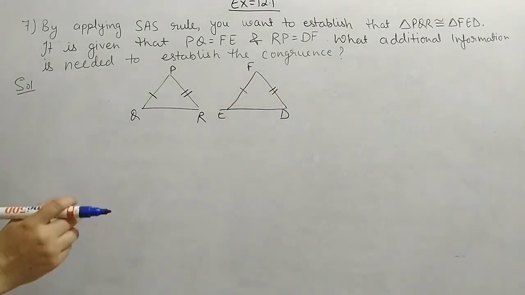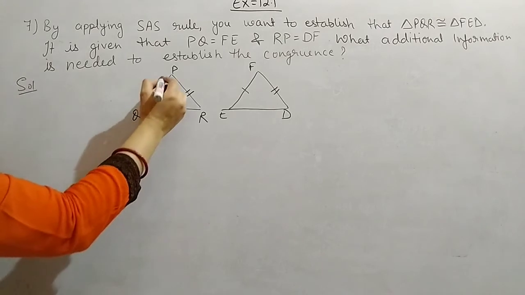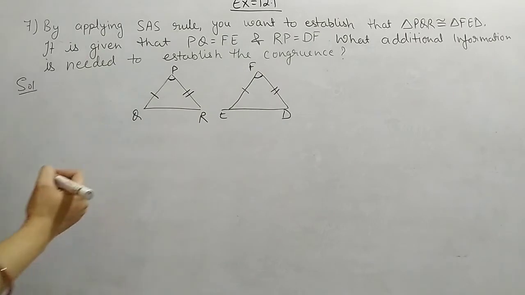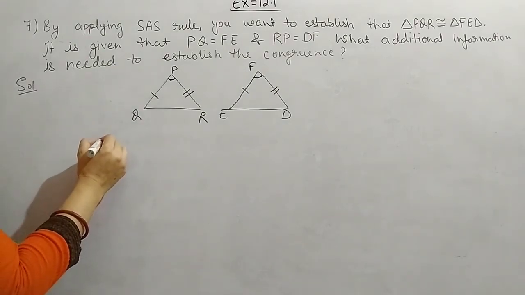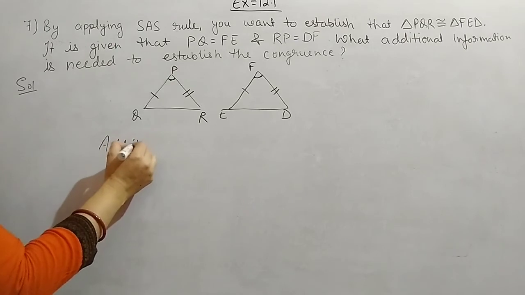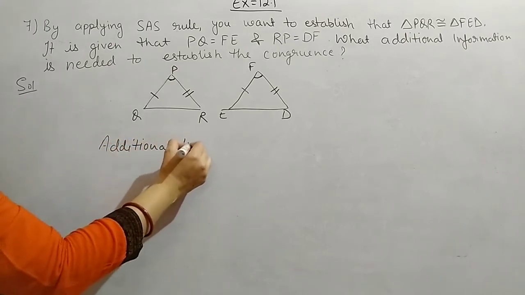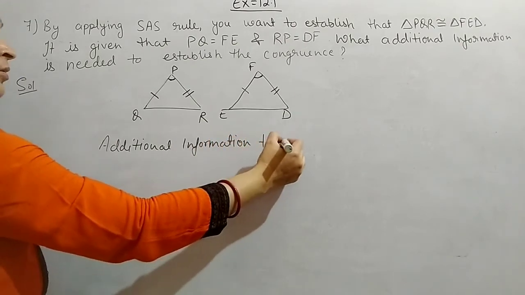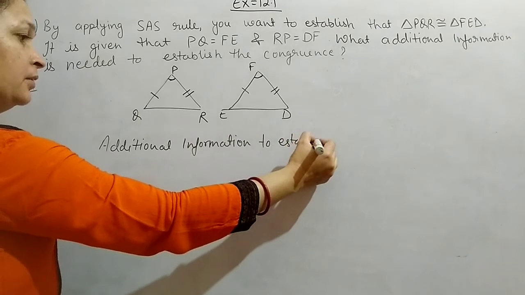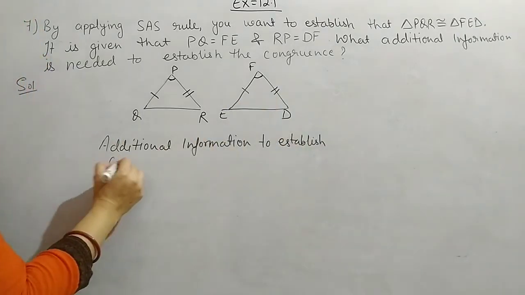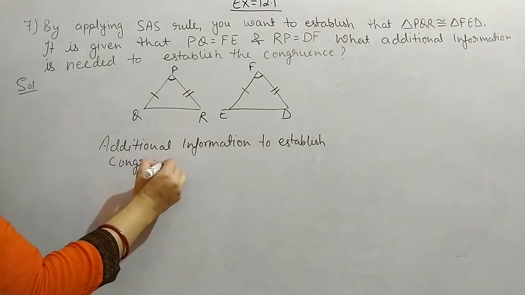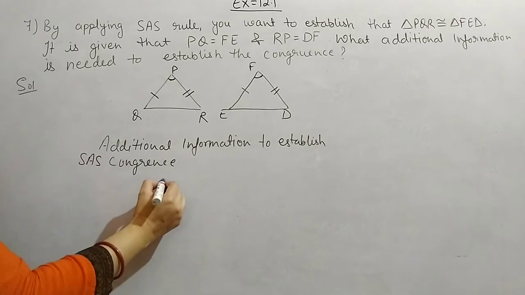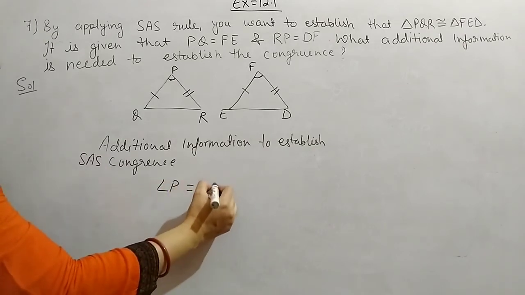Now which is the included angle here? You can see between these two sides, this angle P is the included angle and here F is the included angle. So additional information to establish SAS congruency that we are doing here is angle P is equal to angle F.